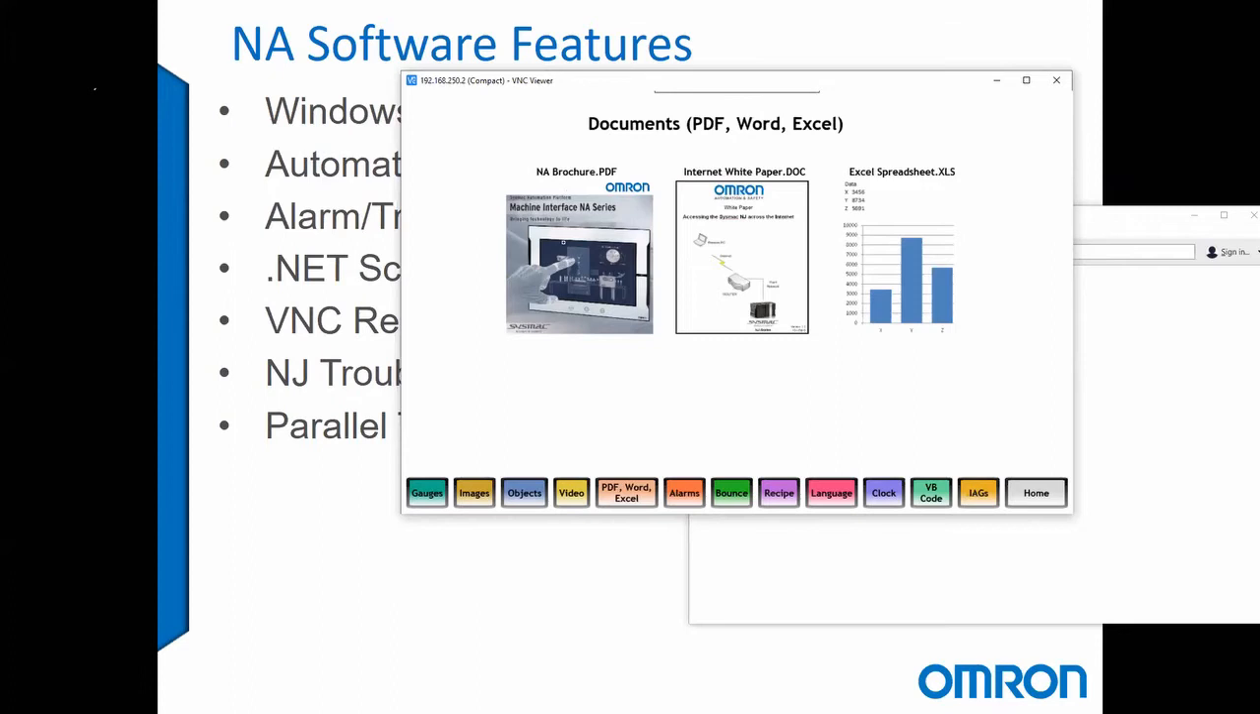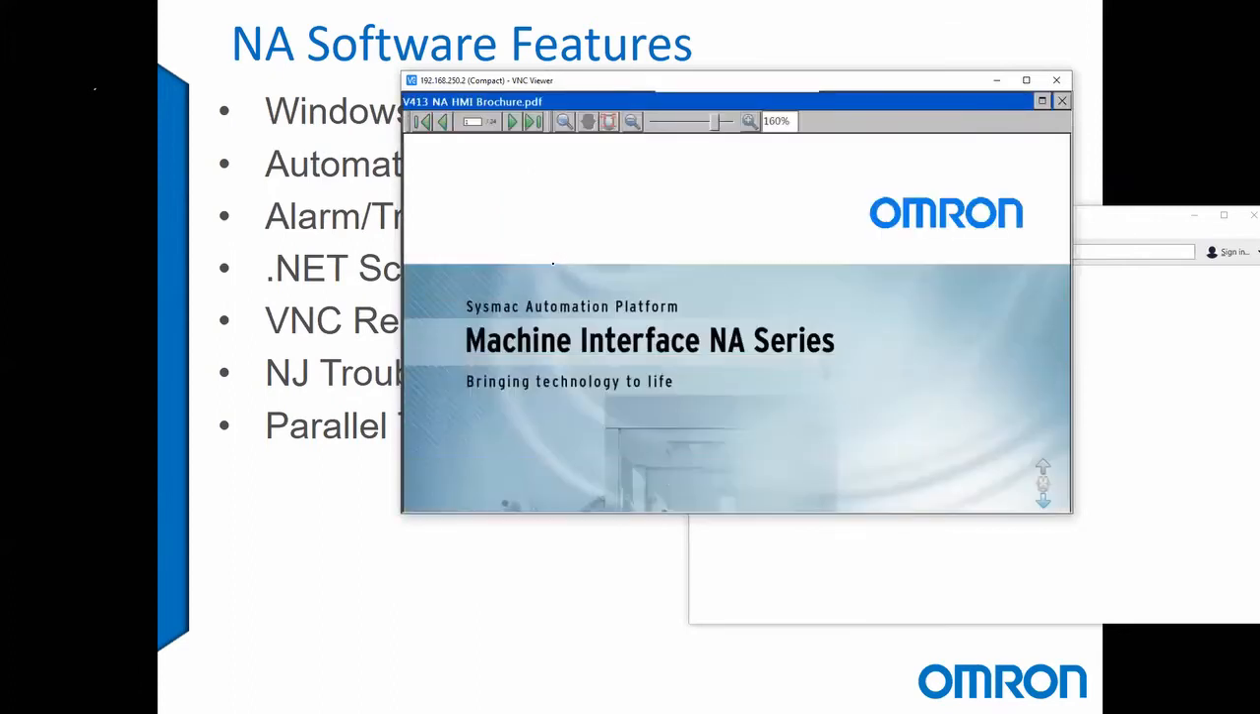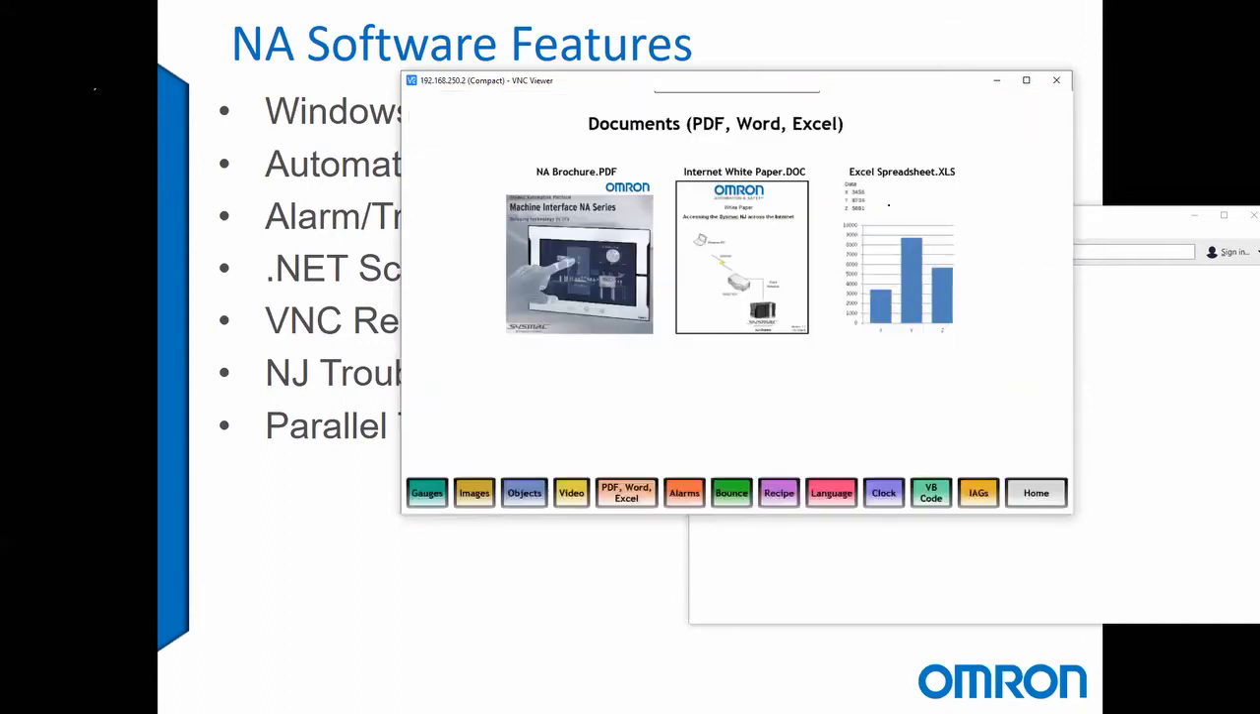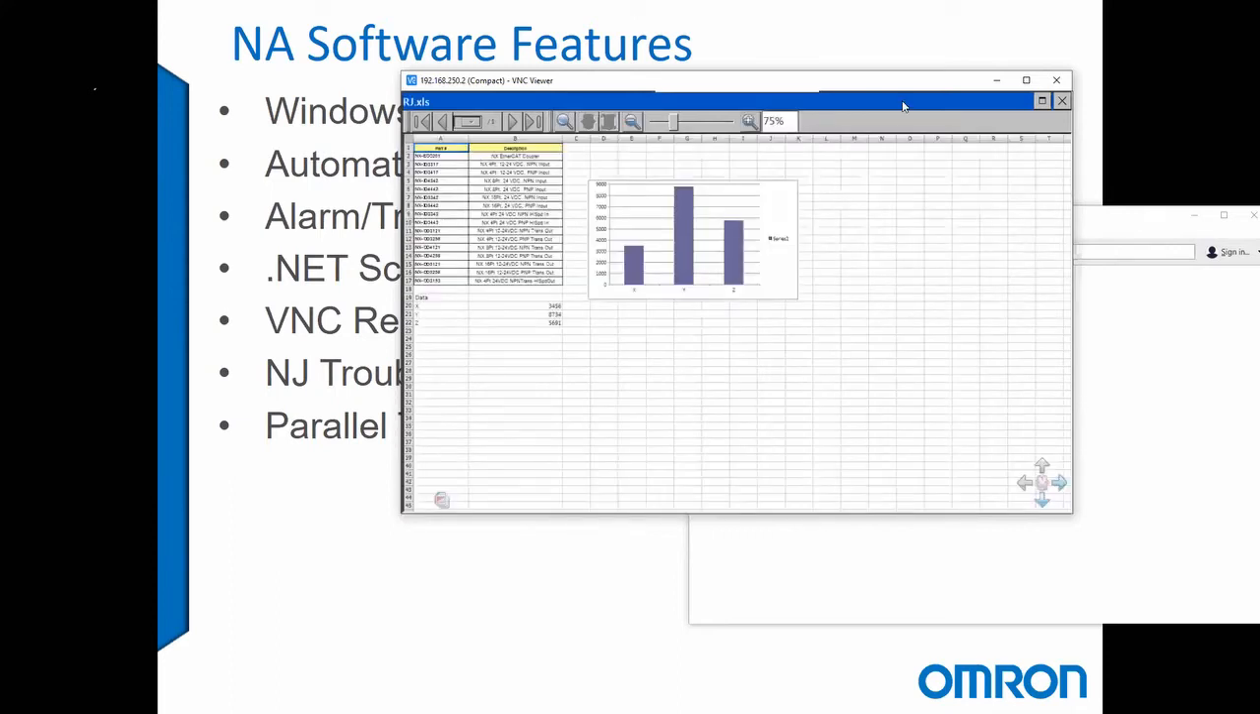So here we have an example of opening a PDF on the HMI. Looks just like your PDF viewer. We can do Word documents, spreadsheets, movies, pictures, that sort of thing.